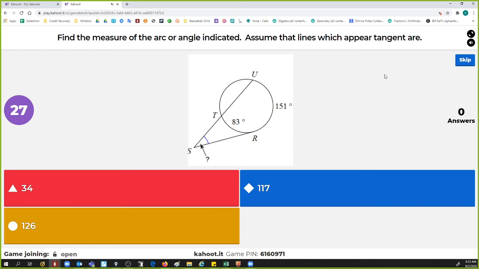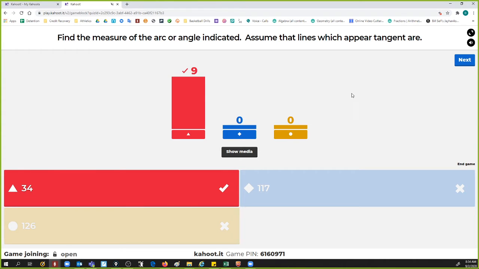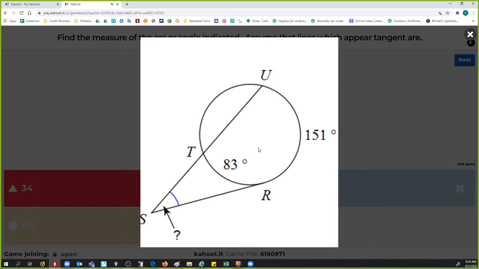Find the measure of the arc or indicated angle. All right, so we're starting off with all the outside stuff here. Looks like we've had only one inside problem. This should be a quickie. Oh man, there's only 3 options here. Nice. Wow, this is the first time I can remember that happening. Good. So as long as you have a calculator, 151 minus 83 divided by 2.